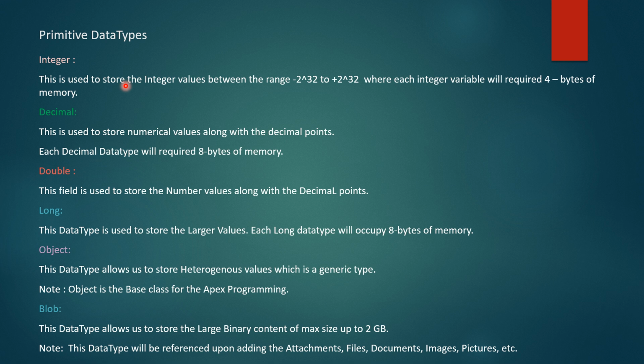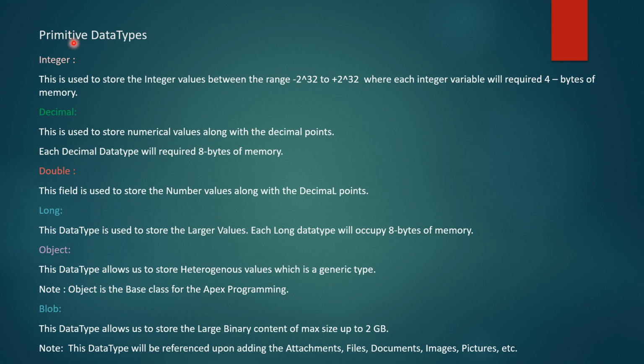Integer. This is used to store integer values in the range minus 2 to the power of 32 to 2 to the power of 32, where each integer variable will require 4 bytes of memory. Integer means it allows number values, but the range has been provided, and each integer variable will require 4 bytes of memory.